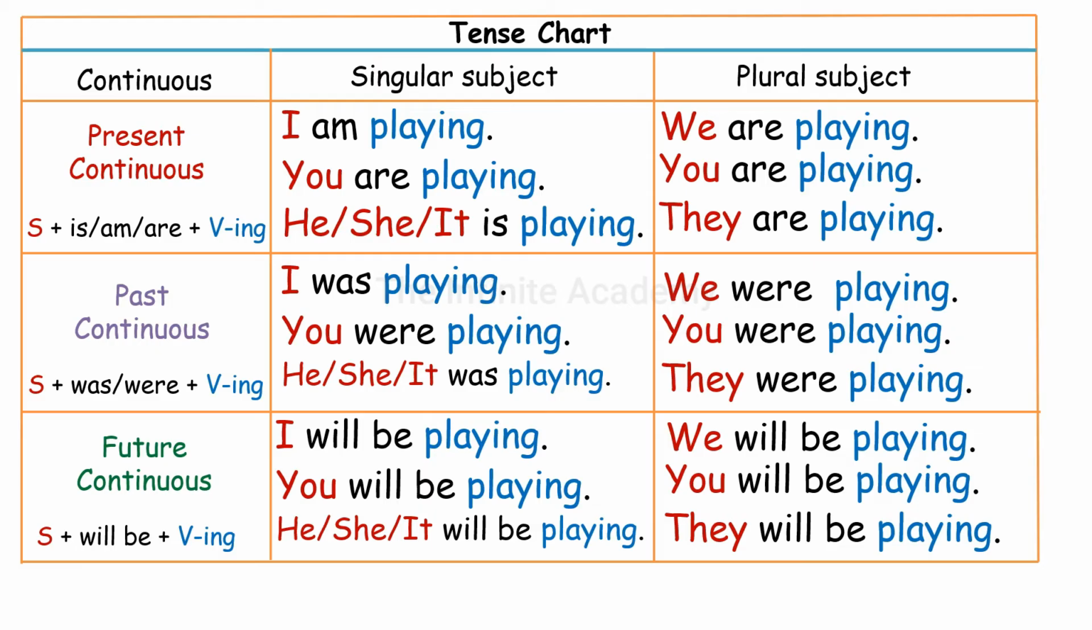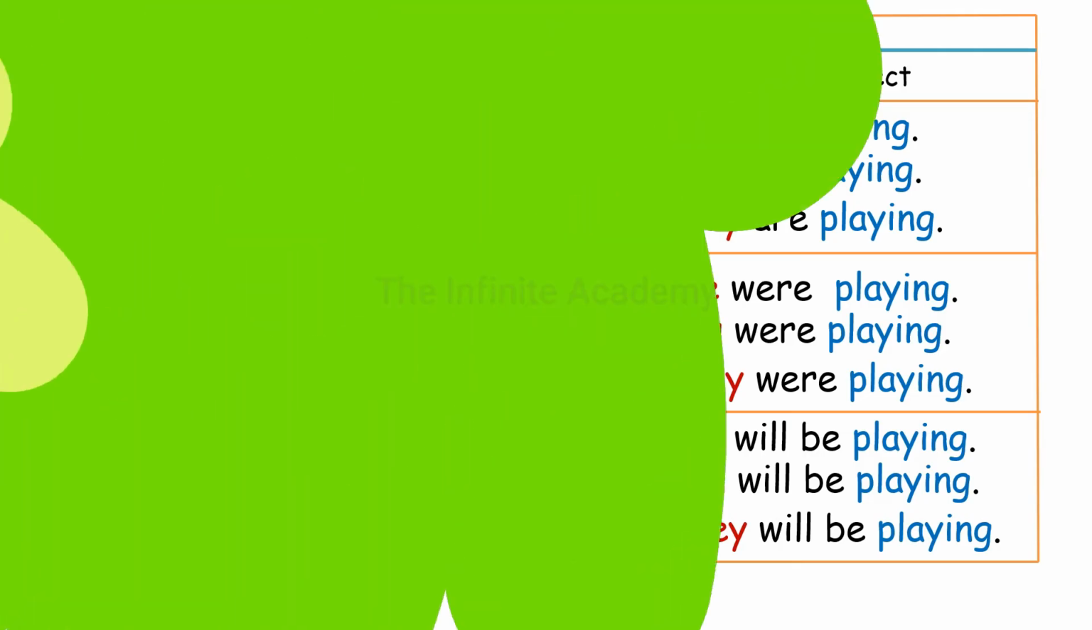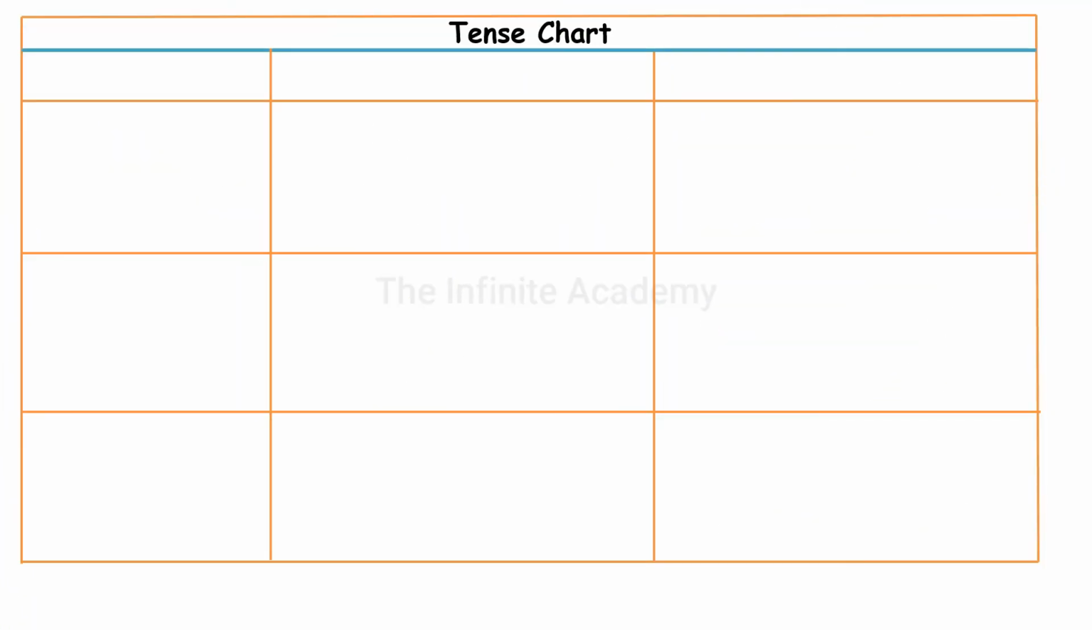sentences sometimes may go wrong. So if you don't want to go wrong, practice making sentences with different verbs. Next, we are going to make sentences using the same verb play. This time it is going to be perfect tense.